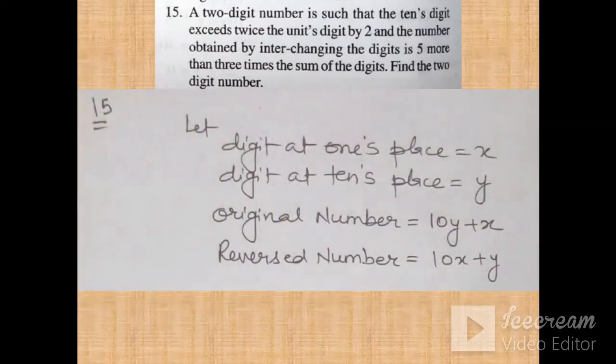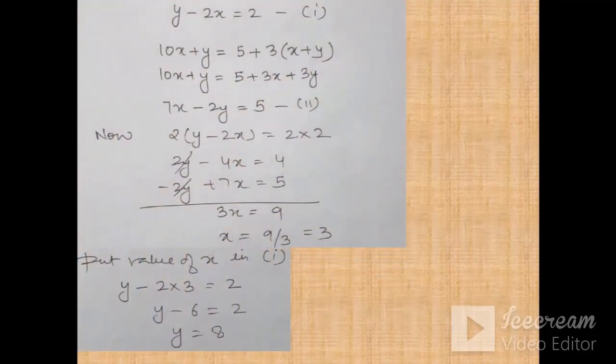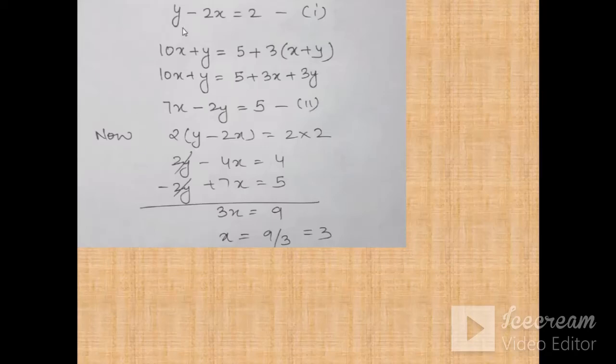Okay, then 15th one again. A 2-digit number is such that the 10th digit exceeds twice the units digit by 2. So the 10th digit exceeds twice the unit digit, that is y minus 2x. This is greater than twice the digit by 2. So this is our first equation.